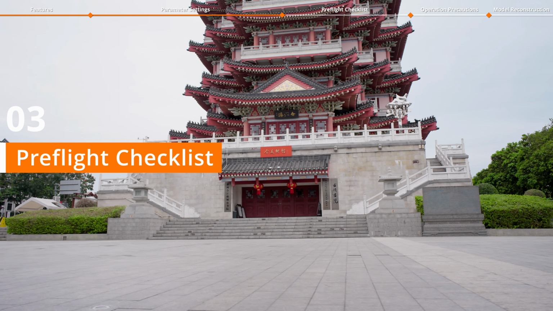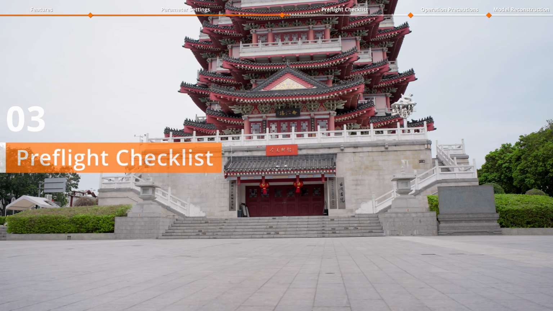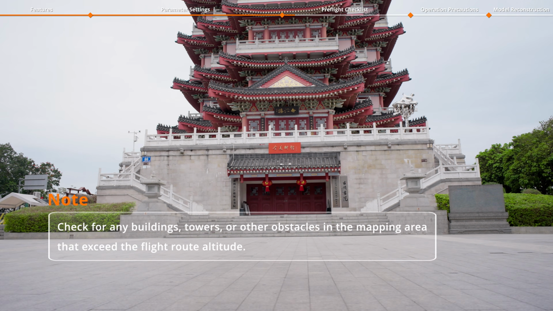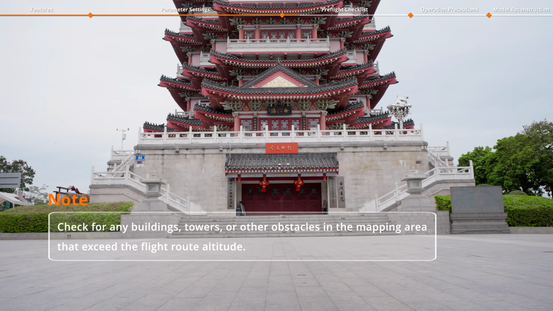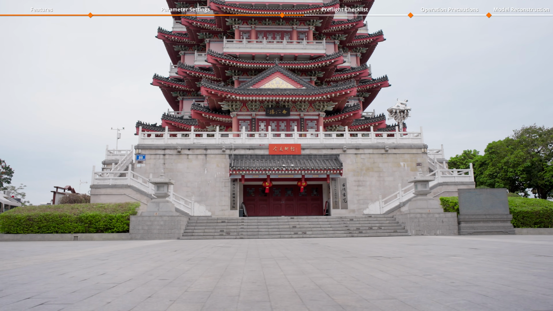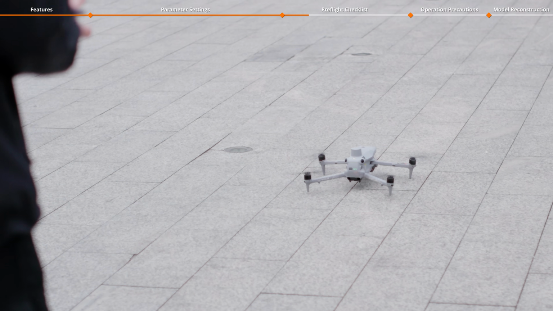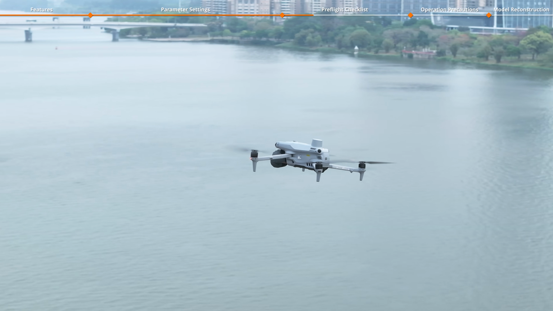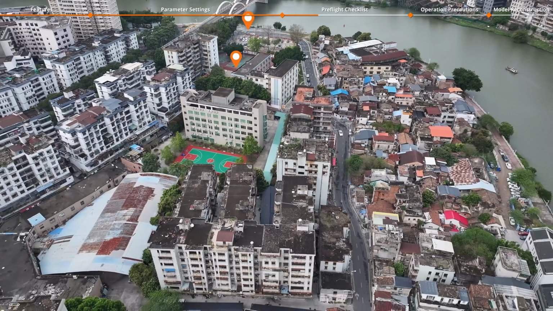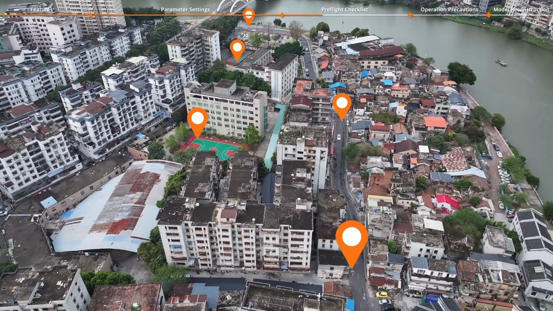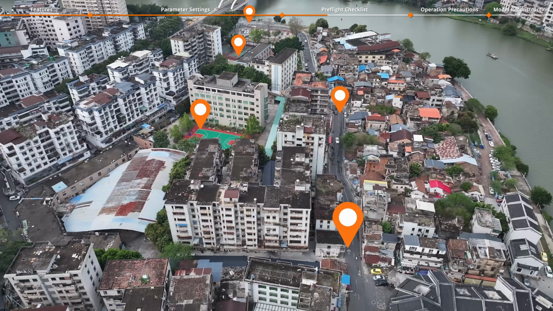During the operation, choose an open environment for takeoff. The takeoff point ground should be flat and clean, free of small stones, plastic bags, or other debris. Take off from a nearby higher location to obtain better aircraft signals. Checkpoints can be evenly set within the mapping area for data accuracy verification.